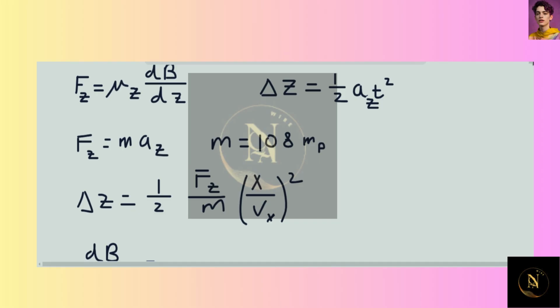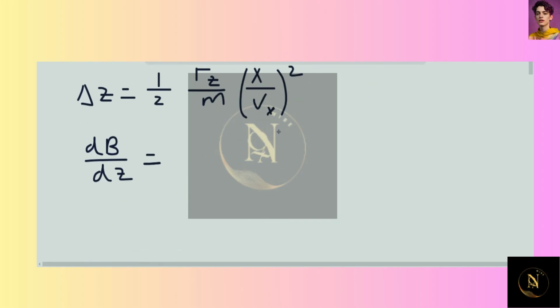dB/dz comes out to equal 2 times delta z, right? So get rid of that 1/2. The mass has to be multiplied by both sides to get rid of the mass on the bottom on the right side. So this is multiplied by the mass. Mu sub z is in the numerator on the right side, so it goes in the denominator. So mu sub z. And then x over v sub x is going to become inverted. So you end up with v sub x squared on top and x squared on bottom.